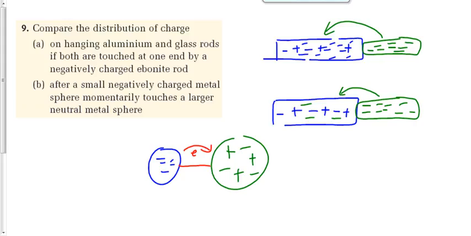So they're going to attract each other first. Negative is attracted to neutral, and then they're going to touch. They're going to transfer charge by conduction, and then they're going to repel each other. All right?